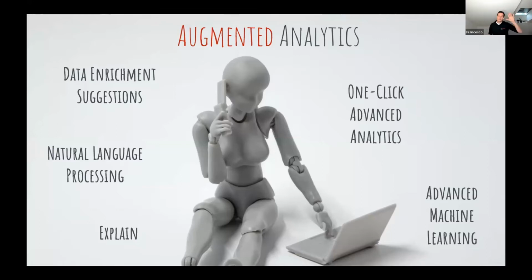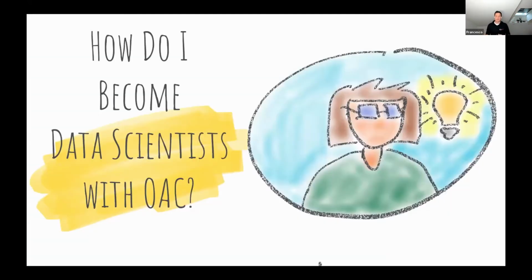So we understood what a data scientist is. We understood which tool we are using in order to become a data scientist. The missing answer is, how do I become a data scientist with Oracle Analytics Cloud? There is a process that you have to follow if you want to solve a data science problem, and we are going to mimic exactly the same flow with Oracle Analytics Cloud.